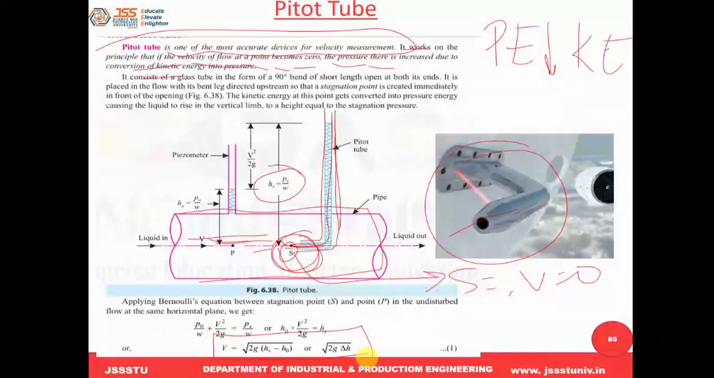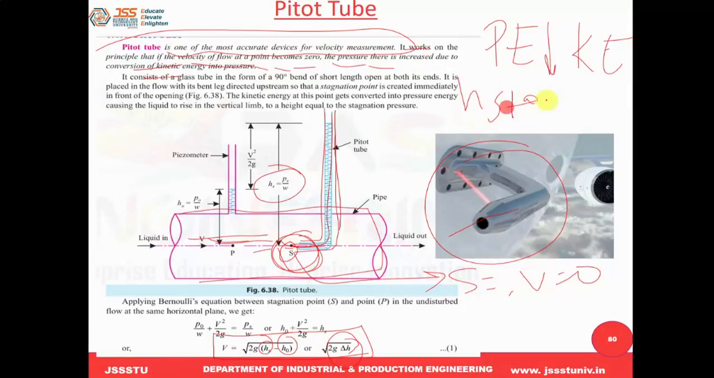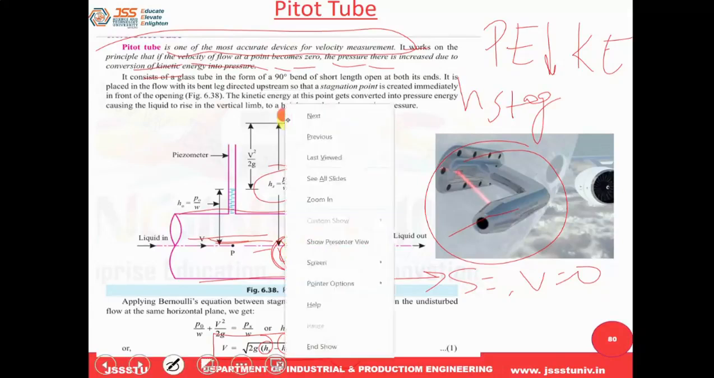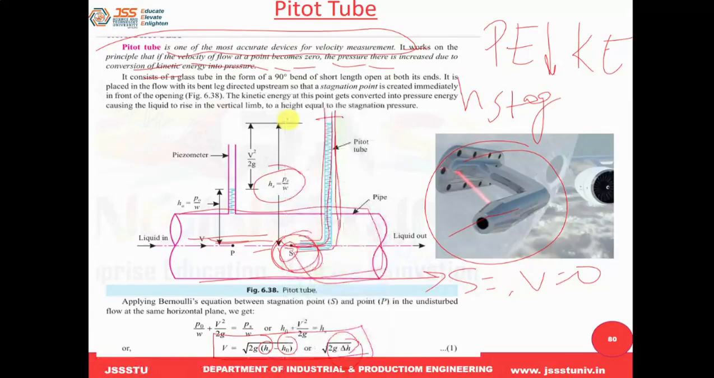V equals root of 2g delta h. Okay, what is delta h? Here, one is the stagnation head and another one is called h naught, the static head. Stagnation head and static head. Keep this in mind. These terms are all in the aerodynamic field. It's very important. Stagnation point means where the velocity is zero. The stagnation head is the height the fluid rises in the pitot tube at the stagnation point, that if you measure, that is called the stagnation head.